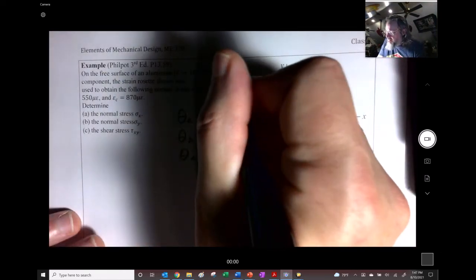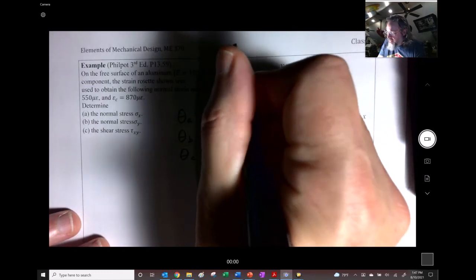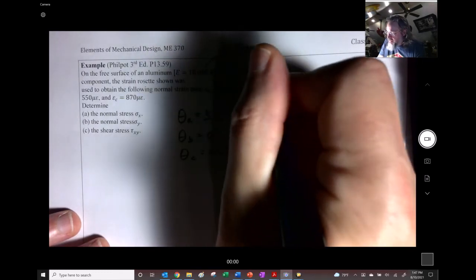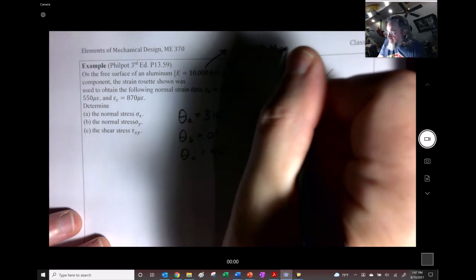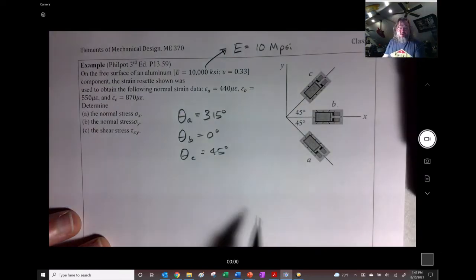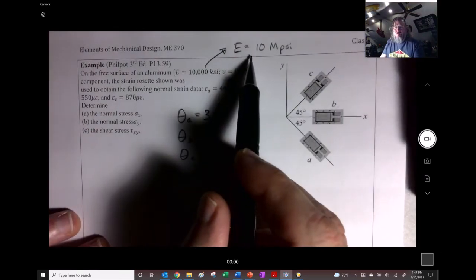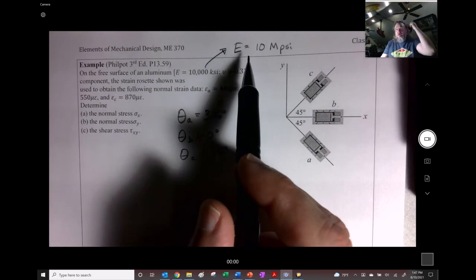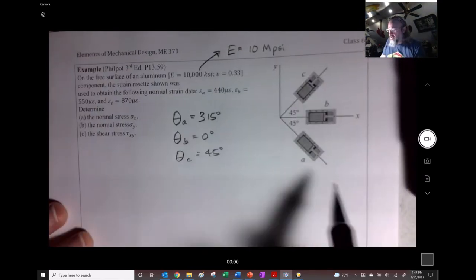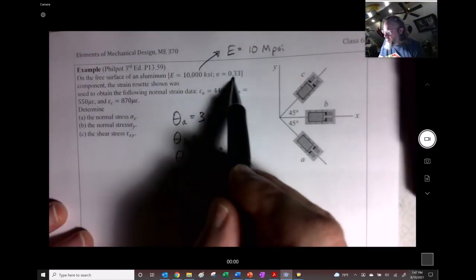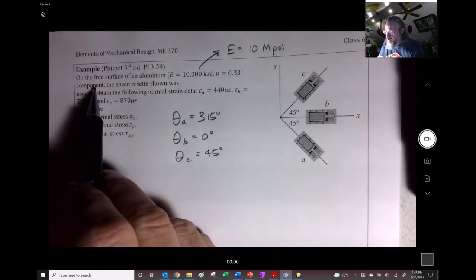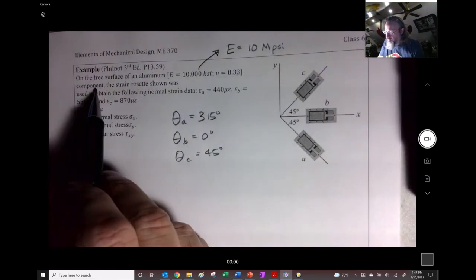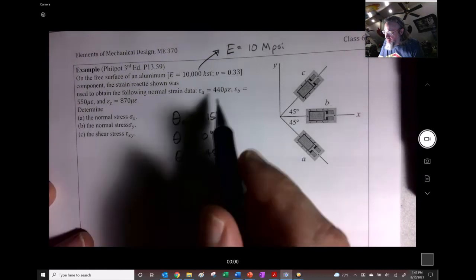By the way, that is the same thing as saying E is equal to 10 Msi, right? So this is aluminum. Steel is close to 30 in its Young's modulus, so that's a good thing to keep track of. And you'll see that this is the Poisson's ratio of 0.33. So this thing's on the surface of an aluminum component, and the strain rosette picks up these things.